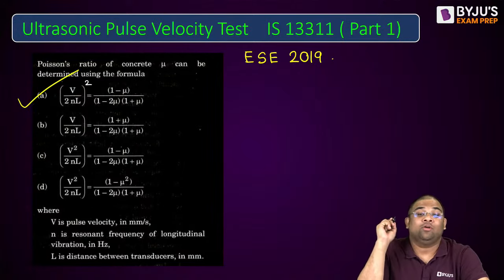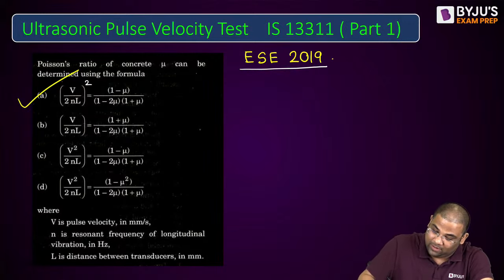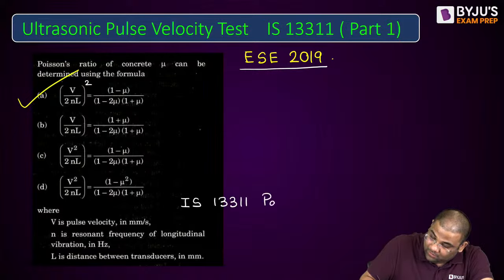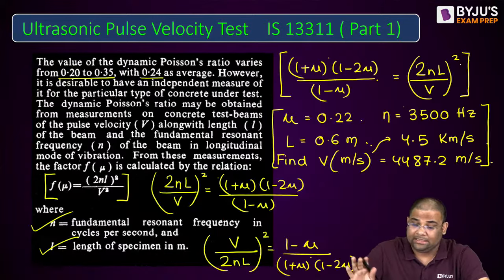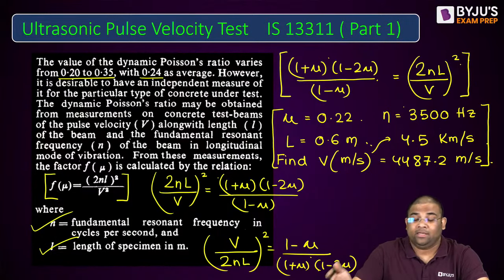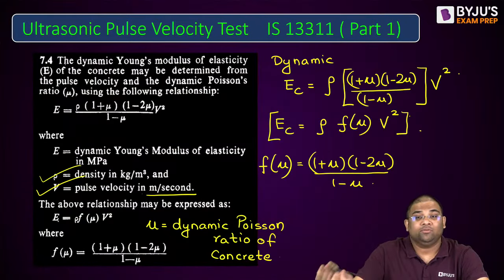They have asked the formula, right? They have not asked a numerical, but they have asked a formula. And this is from where? This is from your IS 13311 part 1. Understood? So such kind of questions they have already asked in the ESE, and they can ask again because this is very predominantly used nowadays. So since it is predominantly used nowadays, we should know.